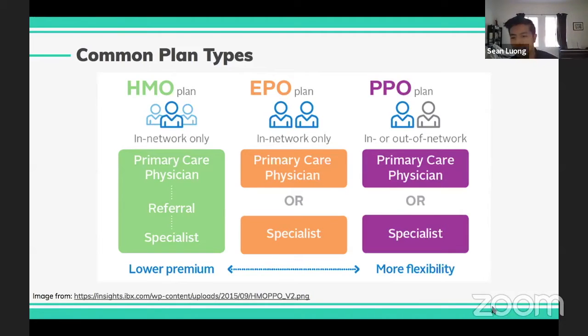On the other end of the scale, we have PPO plans, which are a lot more flexible, but they're more expensive. You don't need to see your primary care physician. You can schedule on your own whoever you want to see. And they will also cover doctors that are not in the network. It just might cost a little bit more.